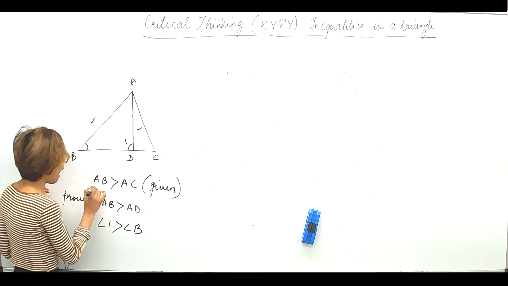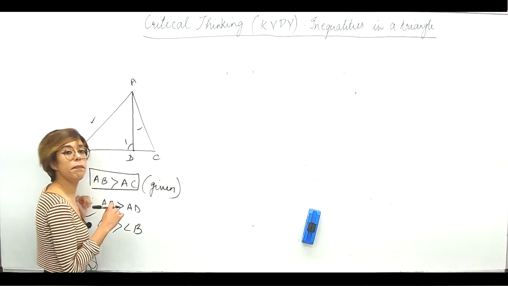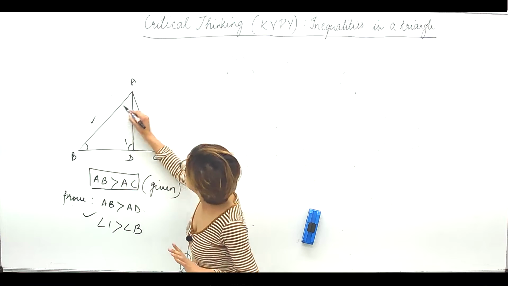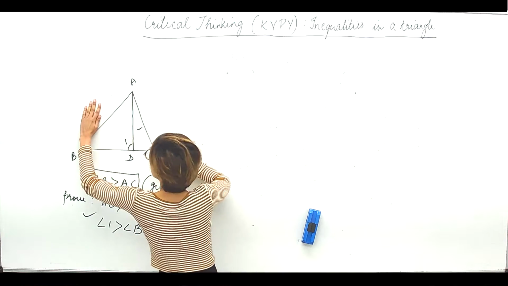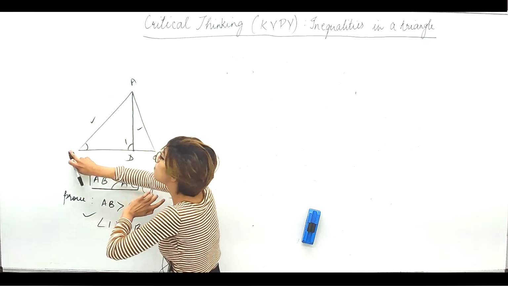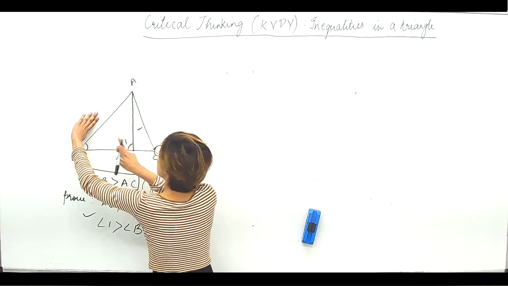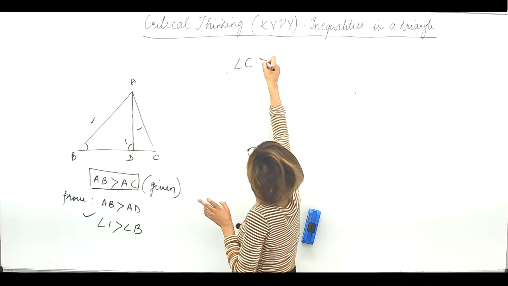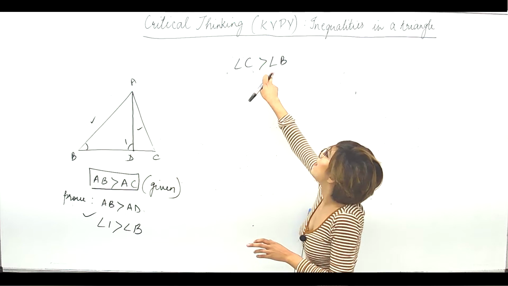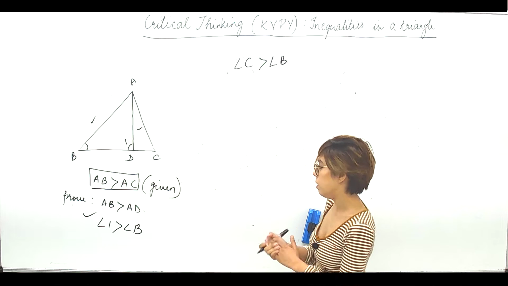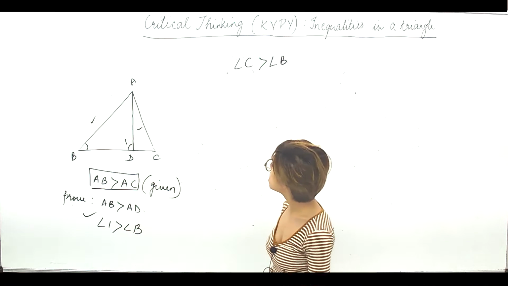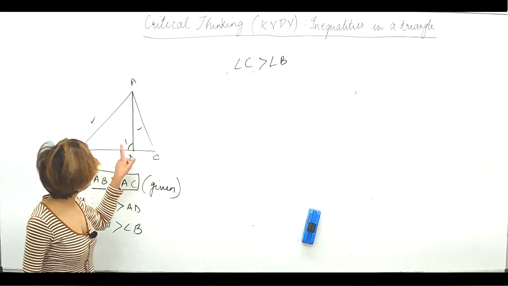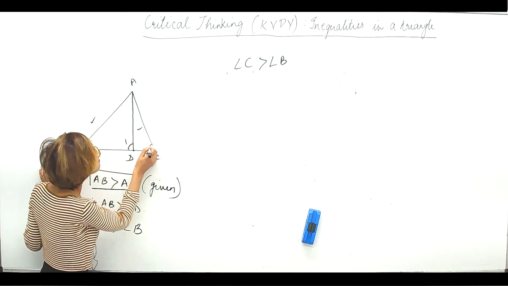Now what is given? That AB is greater than AC. It is a case of unequal sides. AB is here, AC is here. Which angle is opposite to AB? Angle C, because now I am checking in triangle ABC. Opposite to AB I have C, and opposite to AC I have B. So I know that angle C is greater than angle B. This is given. But I need to involve angle 1, which is here. Is there a relationship between angle 1 and angle C?